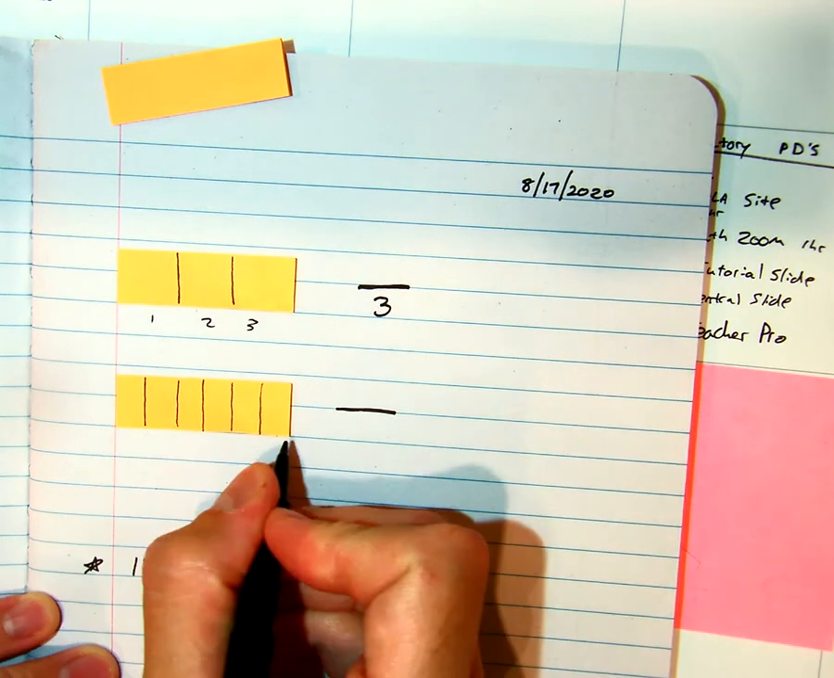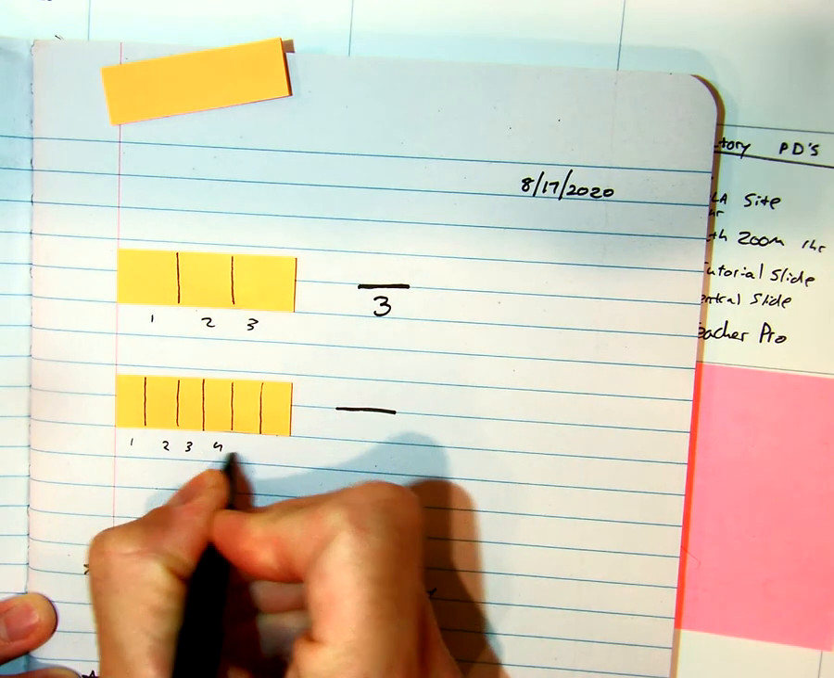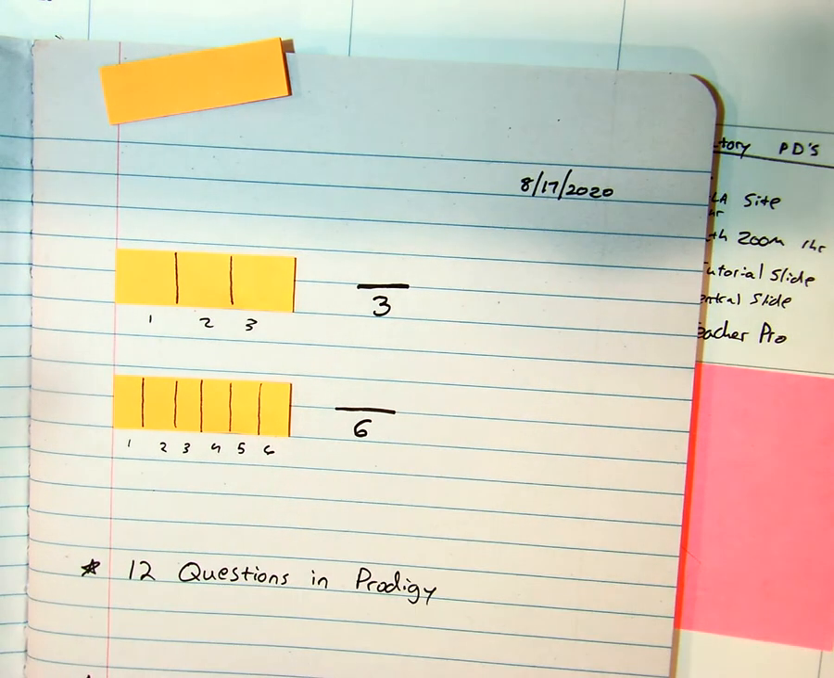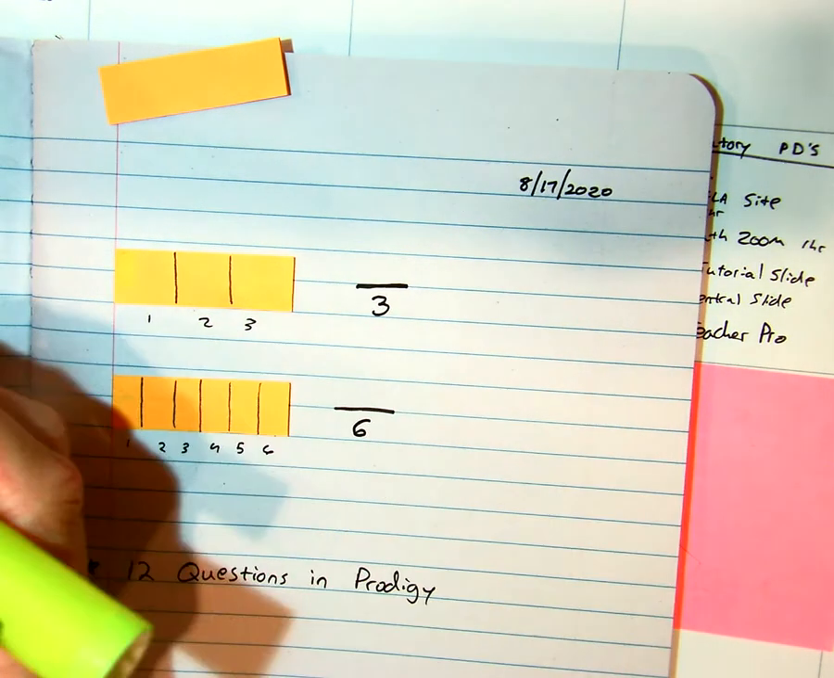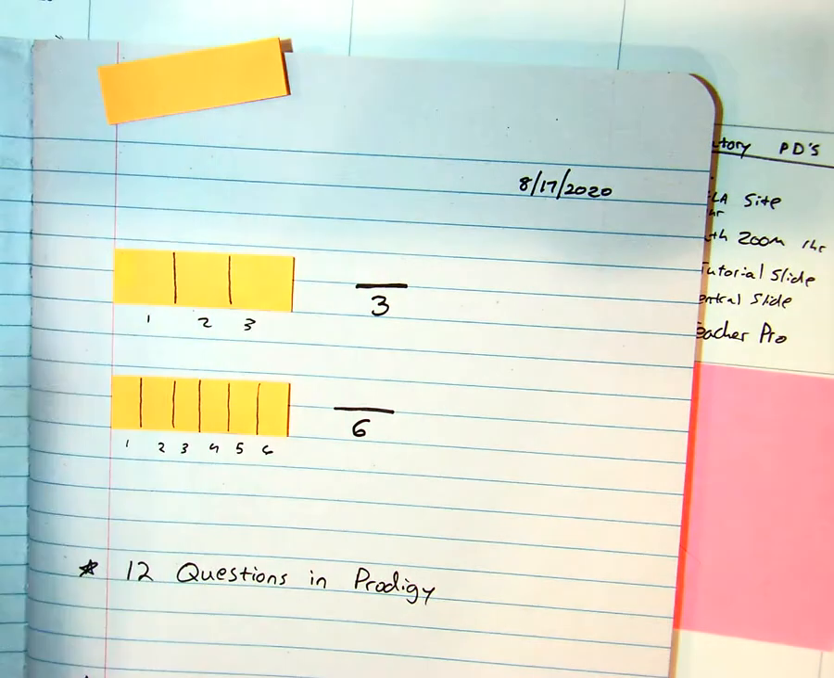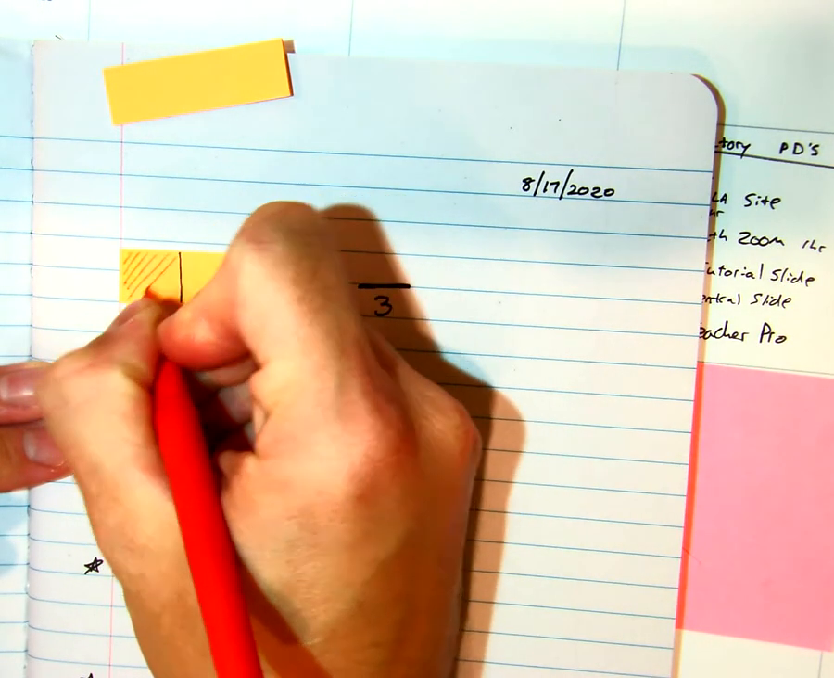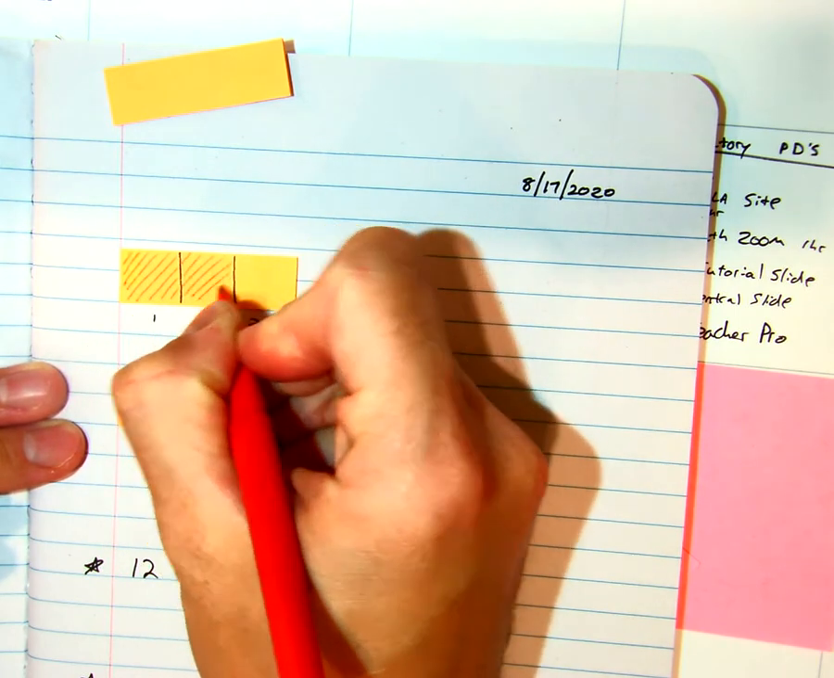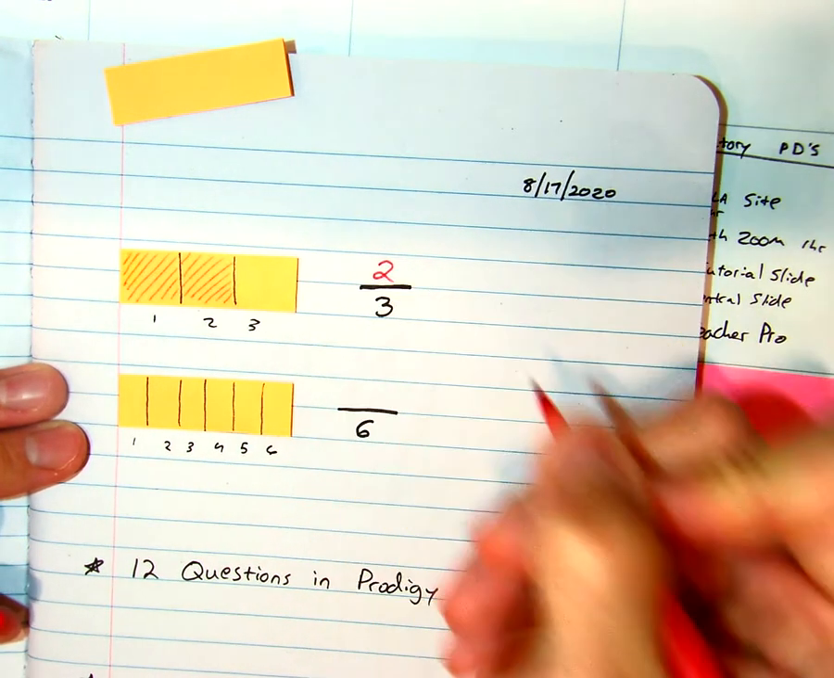Here I've got another post-it strip, and let's count the pieces. I've got 1, 2, 3, 4, 5, 6. That means my denominator is going to be 6. So let's take my highlighter out. Hopefully this shows up. That's not going to work on this color. Let's use one of these flare pens. If I shade it in 2 pieces, I would have 2/3.